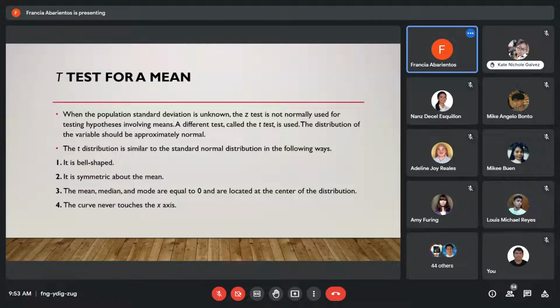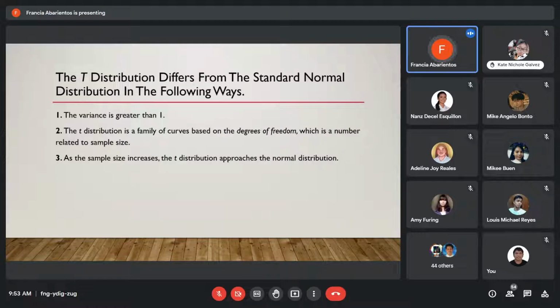Okay? So, alam naman natin, this is a review on our very first discussion about t-test. So, the t-distribution is similar to the standard normal distribution. It is bell-shaped, symmetric about the mean; the mean, median, and mode are equal to 0 and are located at the center of the distribution. The curve never touches the x-axis. The t-distribution differs from the standard normal distribution in the following ways: the variance is greater than 1, the t-distribution is a family of curves based on the degrees of freedom, and as the sample size increases, the t-distribution approaches the normal distribution.